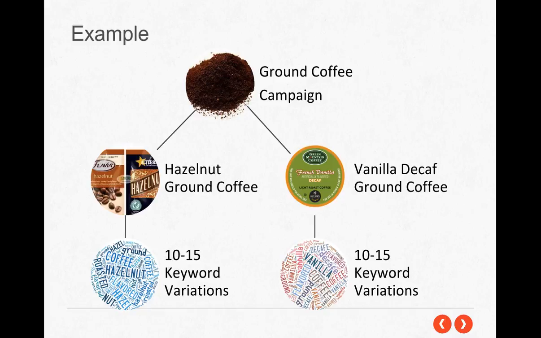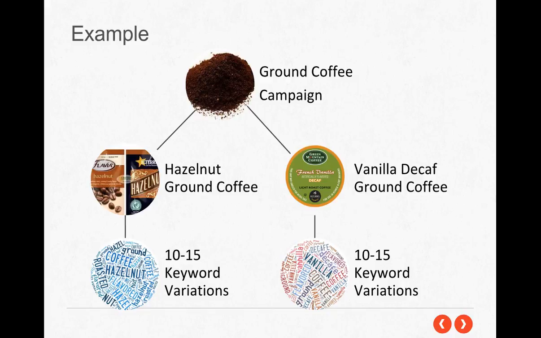So for an example, this would be something for a ground coffee campaign. There's two different products that would be my ad groups: hazelnut ground coffee, vanilla decaf ground coffee. See how very relevant and very specific they are. You want it to have as much context as possible.